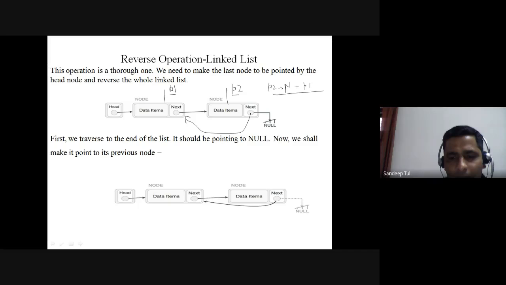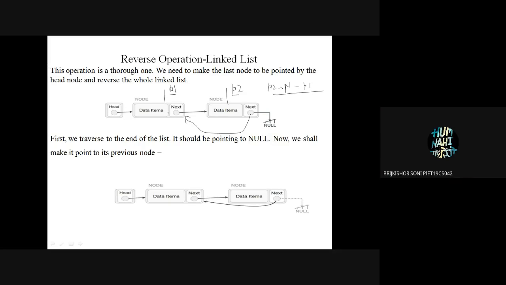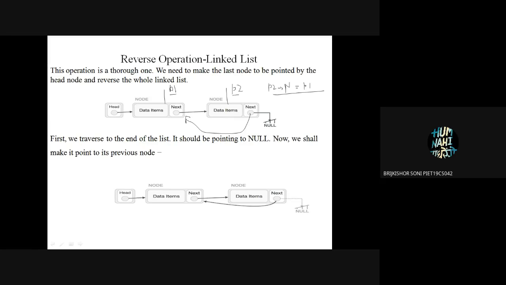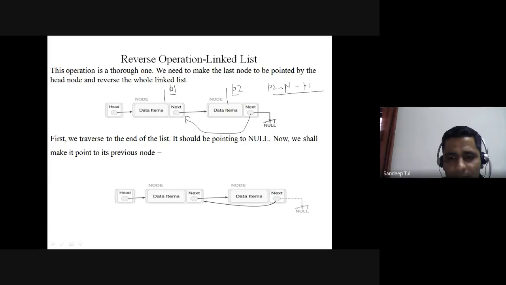So now what happens is that the next of the last node is pointing to the... Sir, can you tell once again? P2 is the last node. What is its next pointer right now? Null. Okay, and we are updating it. Now it will be pointing to P1. We will update it and actually store the address of P1 in it.